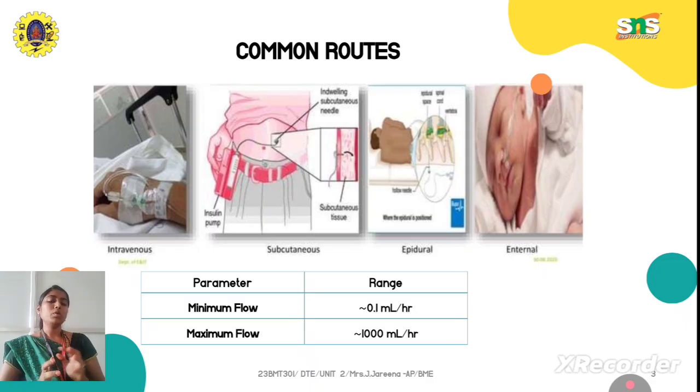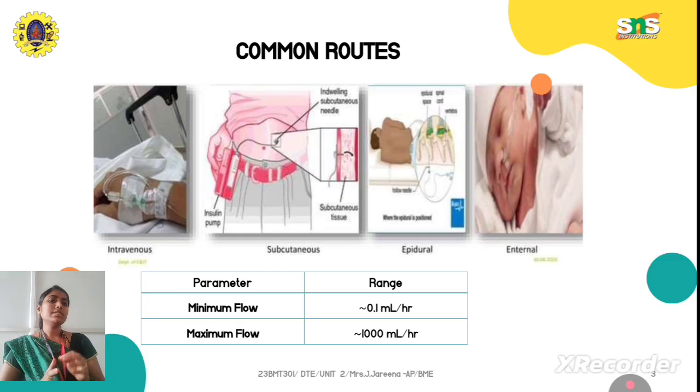The third one is the epidural. In the epidural route, we inject the fluid or drugs directly near the spinal cord. This is the case you can see in pregnant ladies at the time of labor pain. They inject the fluid, that is medicine, into this area in order to give pain relief. So that is one route, the epidural.